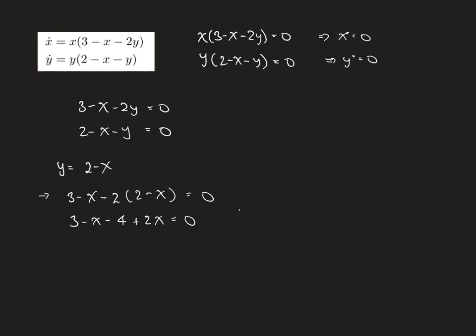So we continue, we say 3 plus x minus 4 is equal to 0, and then x is equal to 4 minus 3, which is equal to 1, which means that x is equal to 1, and therefore if we see this equation in here, then y is equal to 1 as well. So let me write in here the fixed points. We are obtaining fixed points.